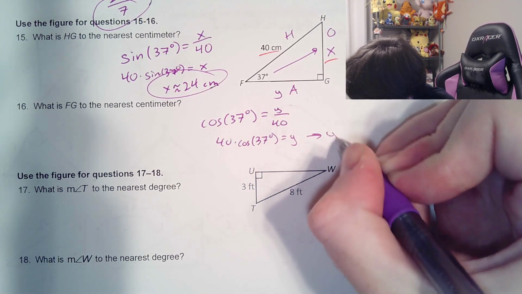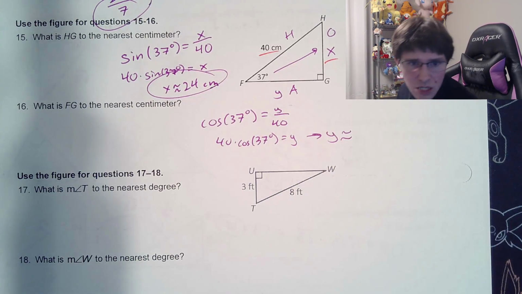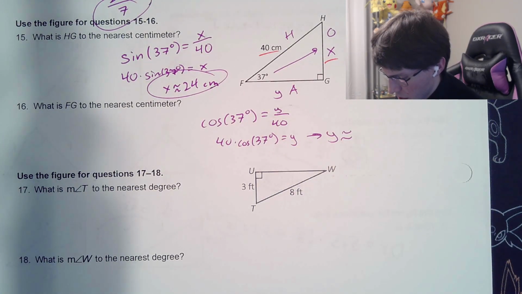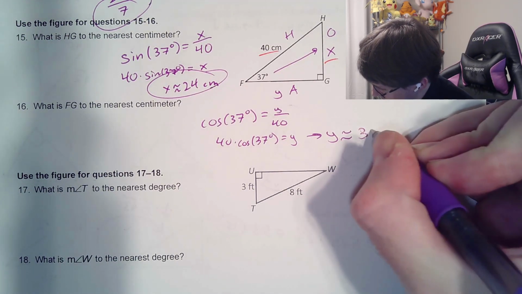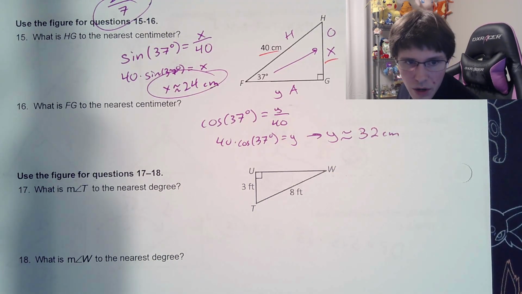Or in other words, y is approximately what? I don't know. I'm going to type it in my calculator off screen here. 40 cosine 37. Turns out that it's about 32 on your centimeters there.